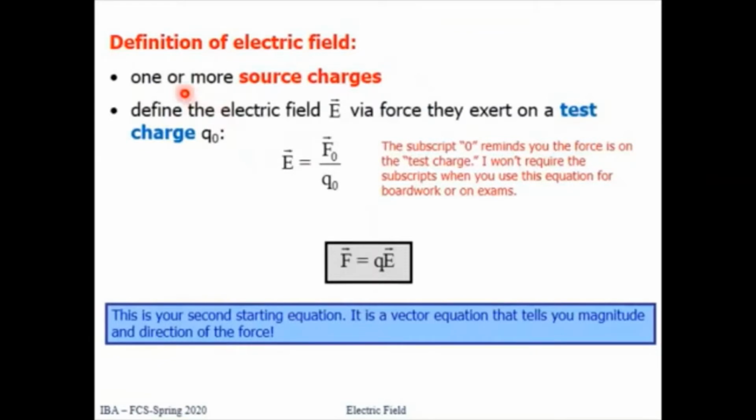Now let's define the electrostatic field in terms of the electrostatic force. The electrostatic field is defined as the electrostatic force per unit charge, and this equation can be written as force, of course the electrostatic force, equals charge times electrostatic field, F = qE. But keep in mind, this charge is a test charge. So this is our second starting equation, and it's a vector equation that tells you the magnitude and direction of the force.